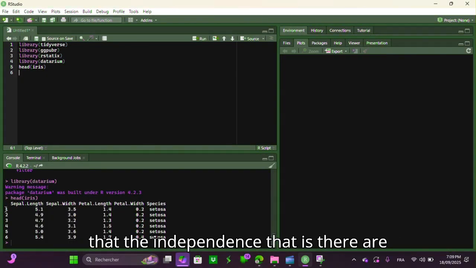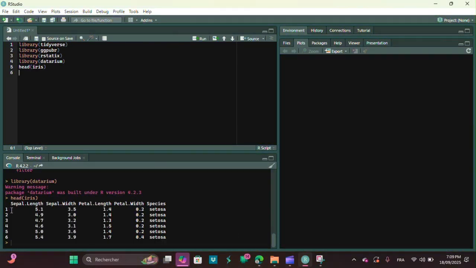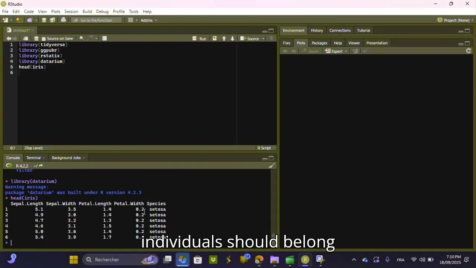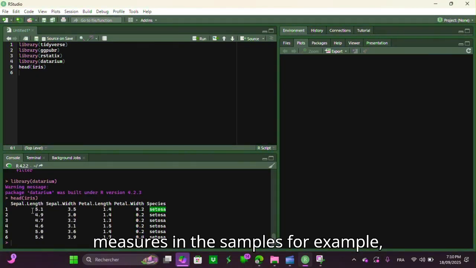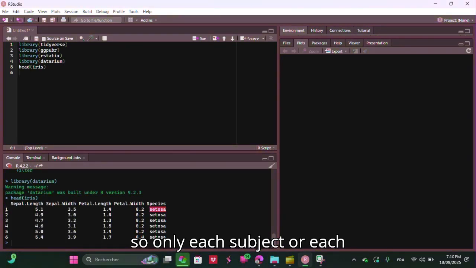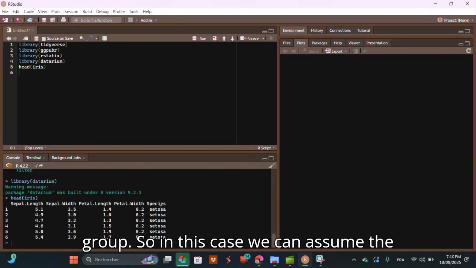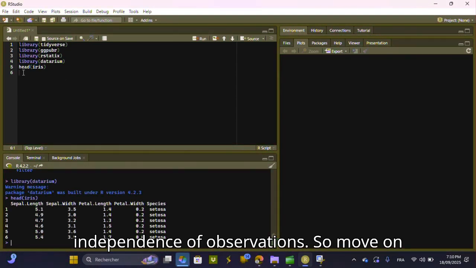For example, we can assume that there is an independence of observations, which means that the subjects or the individuals should belong to only one group. So in this case, the data doesn't have repeated measures in the samples. Each subject or each individual should belong to only one group. So in this case, we can assume the independence of observations.